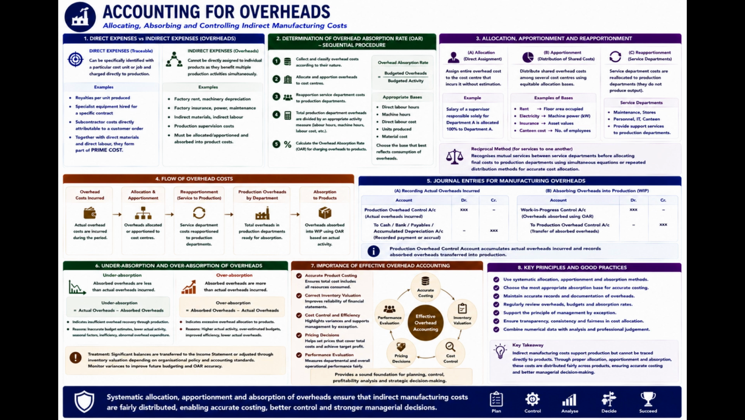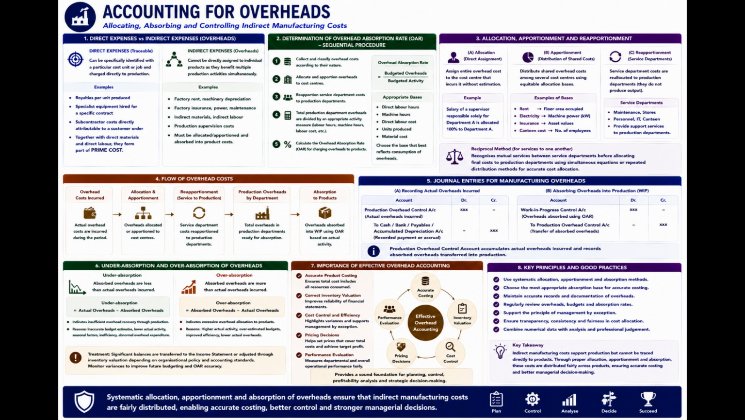Because overhead absorption rates are predetermined using budgeted figures, actual overhead expenditure and actual production activity rarely equal estimated values. Consequently, underabsorption or overabsorption of overheads frequently arises. Underabsorption occurs when absorbed overheads are less than actual overhead costs incurred, indicating insufficient overhead recovery through production. Conversely, overabsorption occurs when absorbed overheads exceed actual expenditure, suggesting excessive overhead allocation to products.